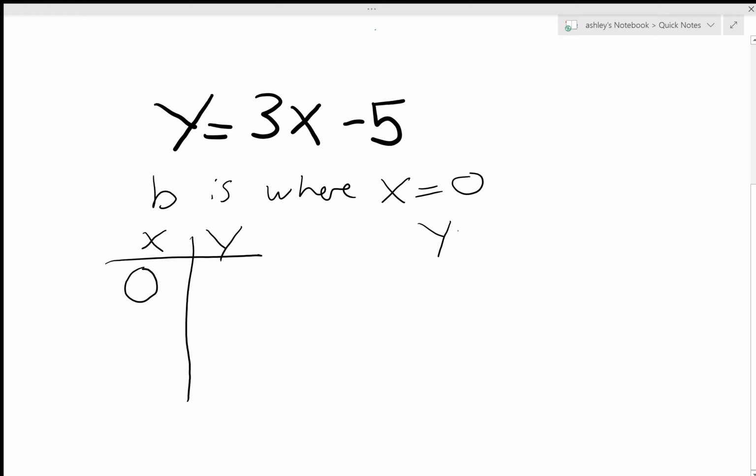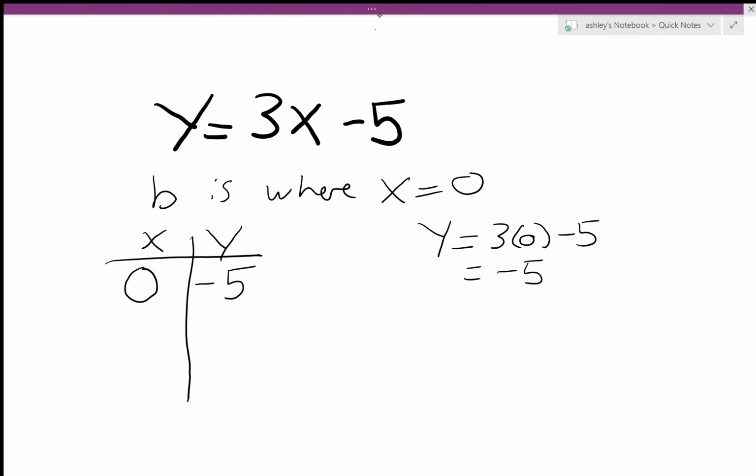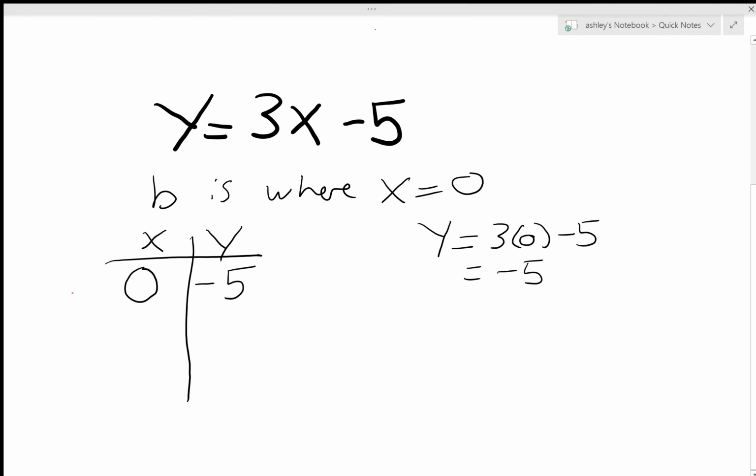So I could do y is equal to 3 times 0 minus 5. Anything times 0 just goes away, and I'd be left with -5. This -5 I now can put into my table. And if you wanted to highlight this for yourself, just as a note, that would be my b value. So this is b here.